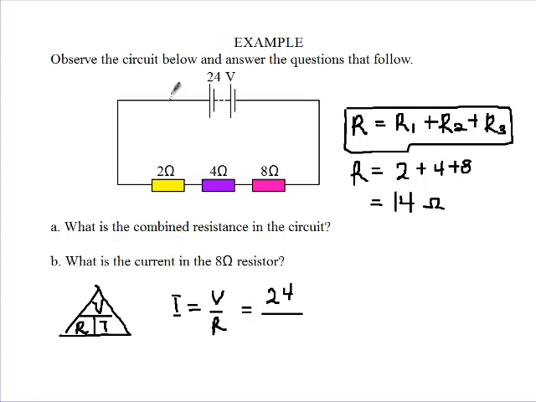Now let's see. The current is going to move in this direction. As the current is moving, it passes through the 2 ohm resistor first, and that resistor is going to have an effect on the current. It is going to restrict the current in a way. The next one is that after the current has passed the 2 ohm resistor, it enters the 4 ohm resistor. That is also going to have its effect on the current. And then lastly, it enters the 8 ohm resistor.